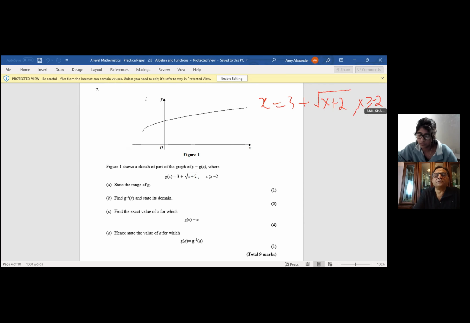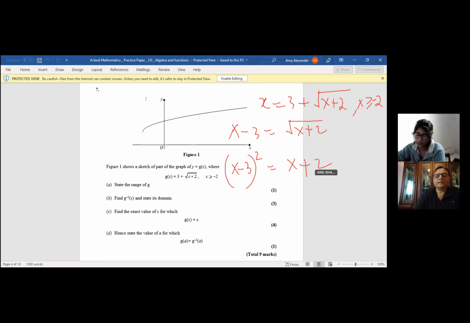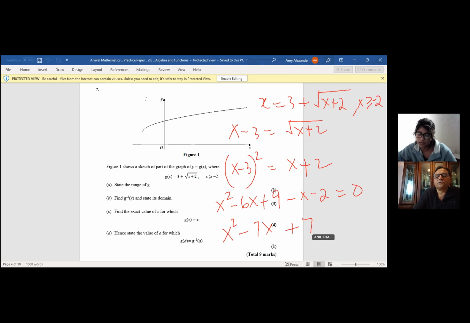Now bring it here. So x minus 3 equals square root of x plus 2. Square both sides. So (x minus 3) whole square equals x plus 2. Expand. So we get x squared minus 6x plus 9 equals x plus 2. Minus 2 equals 0. So we have x squared minus 7x plus 7 equals 0. So how will you find the answer? You cannot really factor this because 7 is 7 times 1 and you don't get 7. So use the quadratic formula.